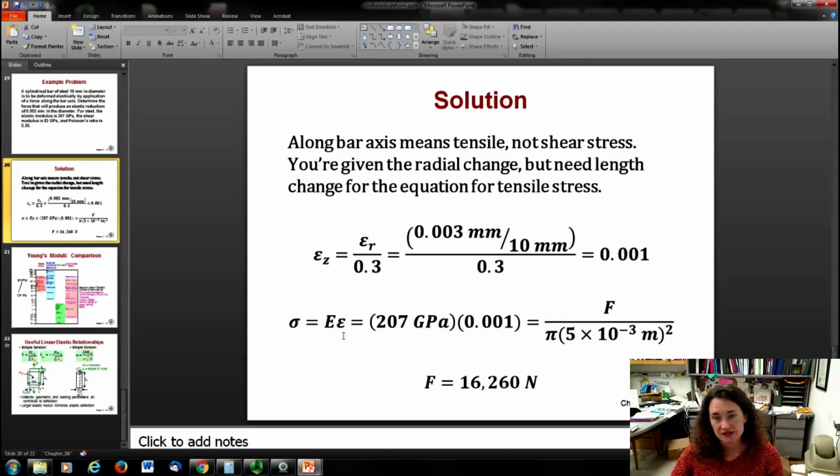Now that I have the strain in the z direction, then I can use my formula for the stress. So I have stress is equal to my elastic modulus E times my strain epsilon, and that's equal to 207 gigapascals times 0.001. Now, remember, my stress is my force divided by my cross-sectional area. Here that's F over pi times 5 millimeters squared, all right? And then I can solve for my force, and I get 16,260 newtons. All right, so that's how to approach that problem.